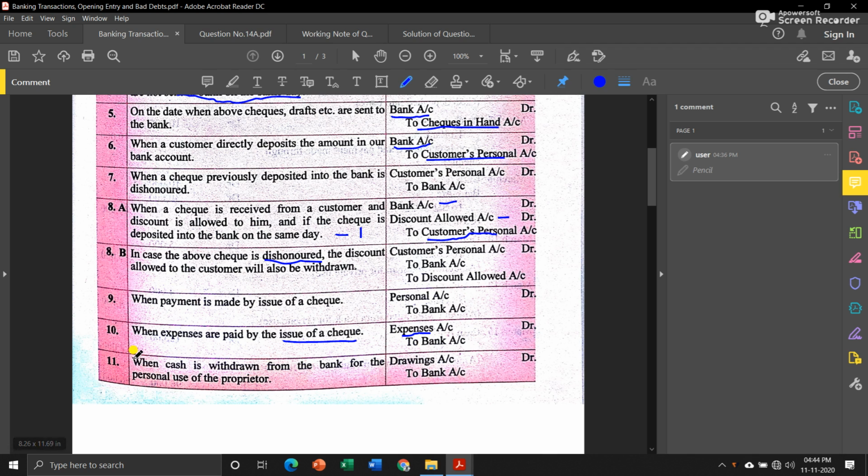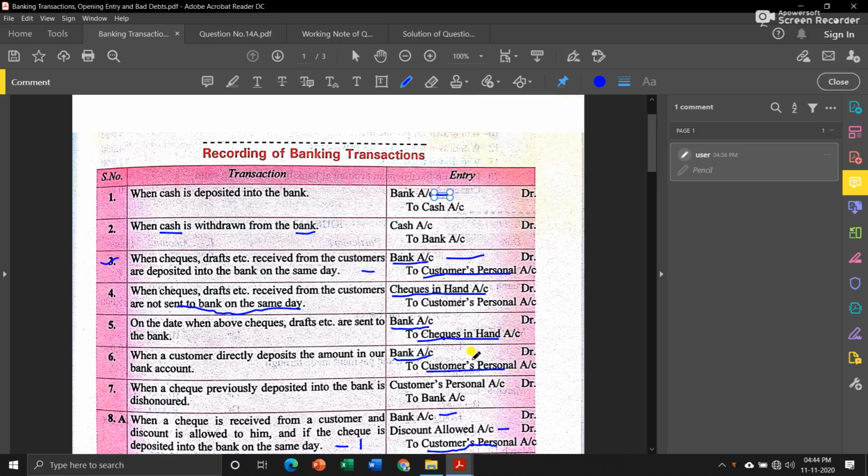Now the next point is when cash is withdrawn from the bank for personal use of the proprietor. And we know that if a proprietor takes out any cash from the business for his own personal use, that will be treated as drawing. So if he withdraws from the bank also for his personal use, we will debit the drawings account, but instead of crediting the cash account, this time we will credit the bank account because he is taking out money from the bank account. Okay, so these were some transactions related with bank.